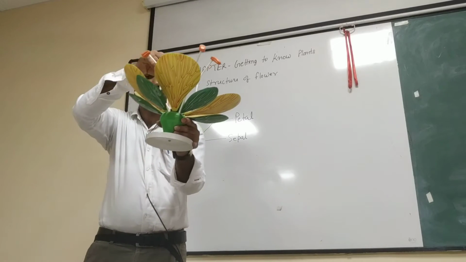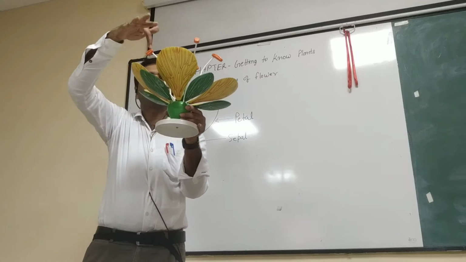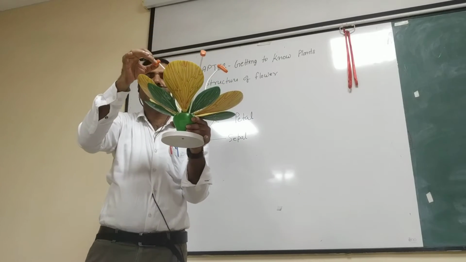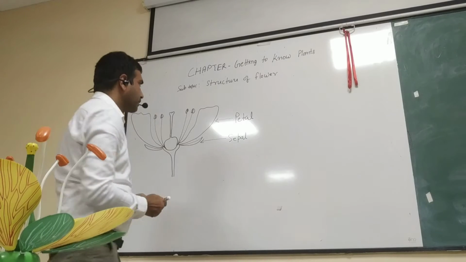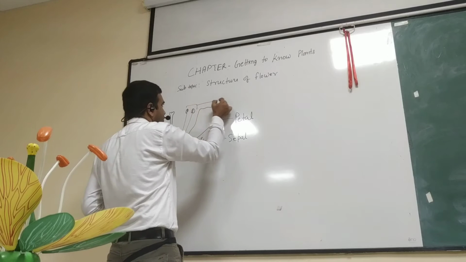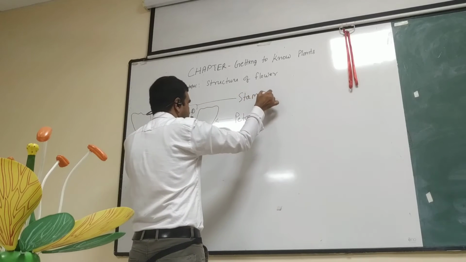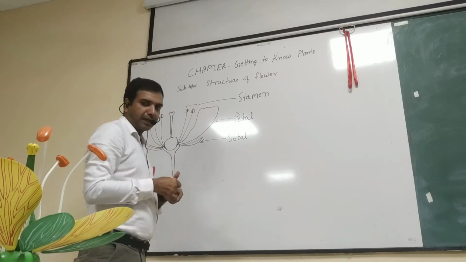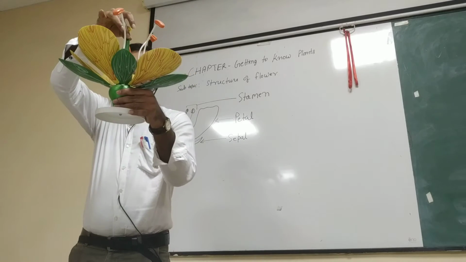Next you can see here a thread-like structure. You can see these 5. This is the male part of the flower, which is known as a stamen. A stamen.